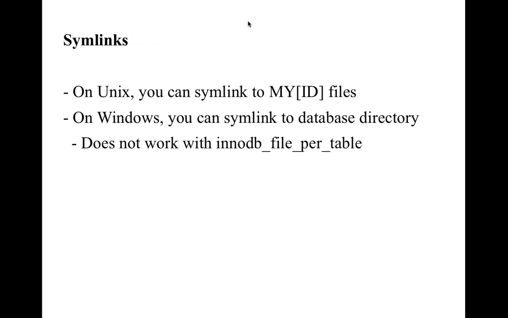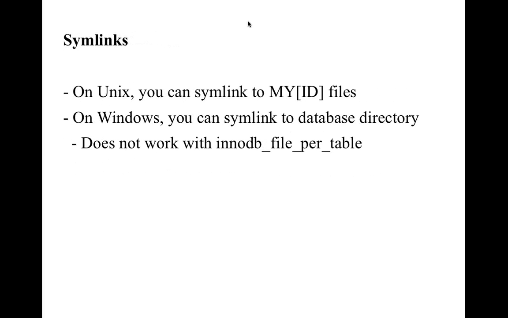Symlinks. This is one thing that can get confusing if you jump back and forth between platforms a lot, because the meaning is really different, nothing to do with each other. On Unix, you can symlink MyISAM files basically, while on Windows you can create the analog. I honestly don't know if it's called a symlink or not on Windows, but you can use that for database directories. So in the Unix case, you can basically just relocate large MyISAM tables if you run out of space, for example, or if you want to move them to a different drive for performance reasons. You can do that with symlinks. In Windows, you can do it, but with the whole database directory.